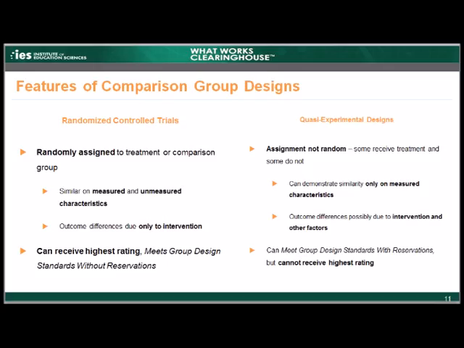One thing that could affect the rating of an RCT is the attrition or dropout rate of the individuals or units, such as schools, in the study. RCTs with high attrition can only receive a rating of meets group design standards with reservations.